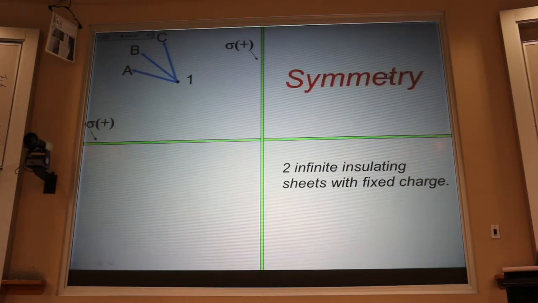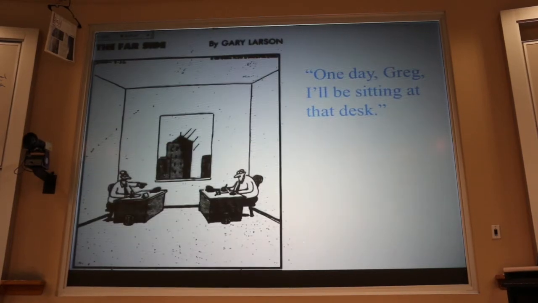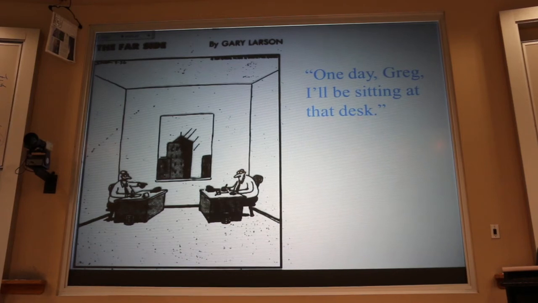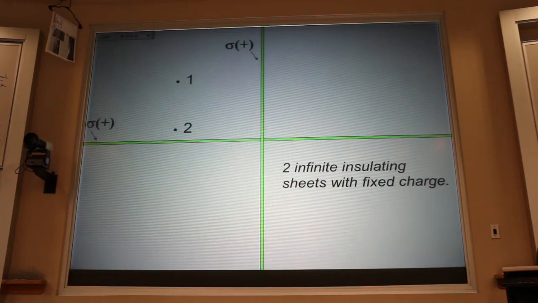Okay. We use symmetry, and that had to be the answer. It had the same symmetry as the problem. And remember, symmetry is summed up by this cartoon. One day, Greg, I'll be sitting at that desk. If you can't tell the difference between left and right, then the answer is going to look the same, left and right. Okay? Now, let's try something more challenging.